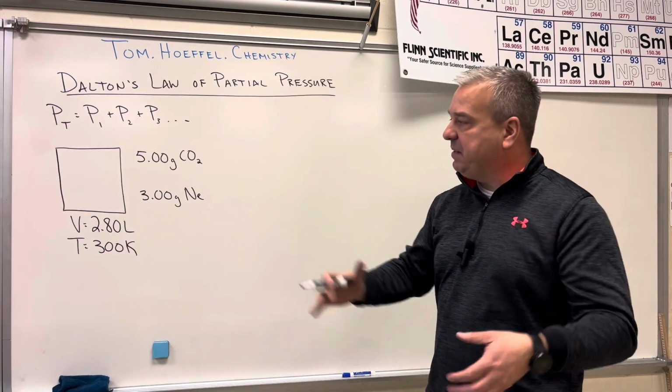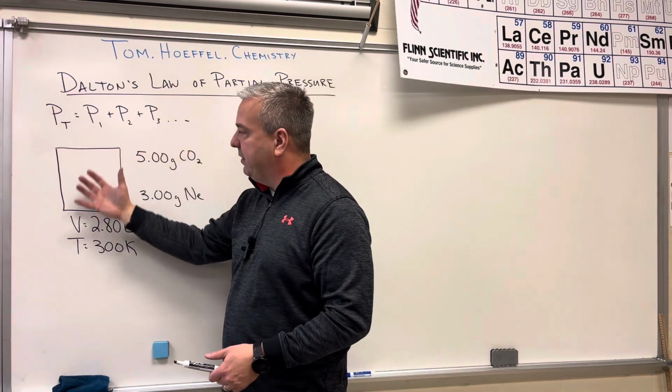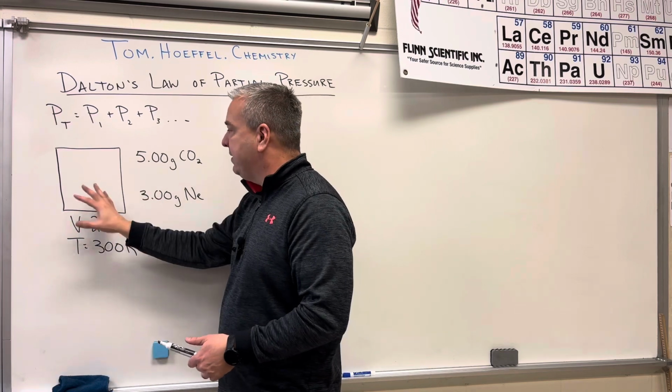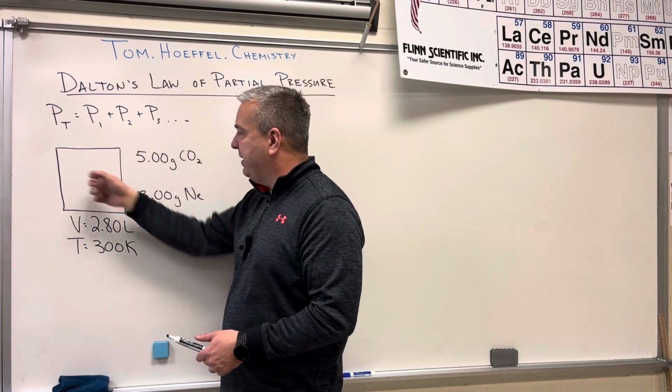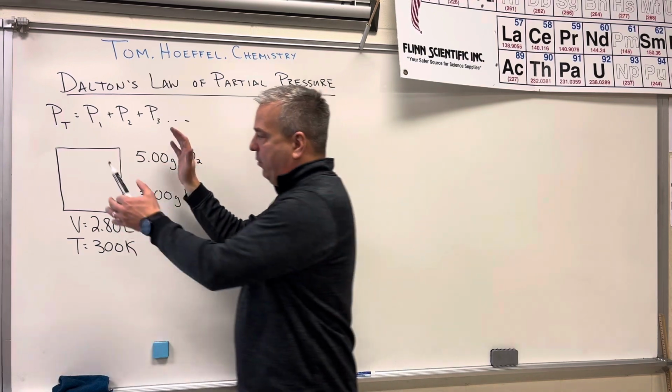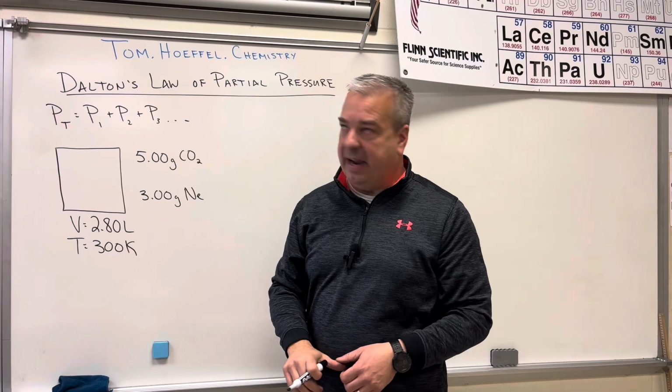pressure. So let's pretend we have a vessel, or a container, that is 2.8 liters in size. And inside that, we're going to place 5 grams of carbon dioxide and 3 grams of neon, and we're going to hold it to a temperature of 300 K.